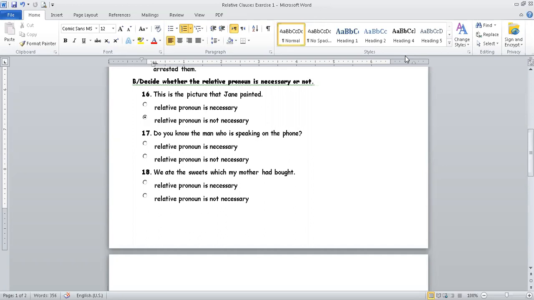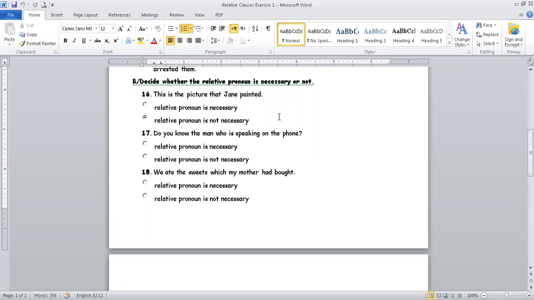In sentence 16, let's read the sentence. This is the picture that Jane painted. Jane painted the picture. Now we have the relative pronoun that. Jane painted the picture and we are modifying the picture. The picture is an object in this sentence. So that defines an object. Therefore, it's not necessary to be used. So answer B is the correct answer. The relative pronoun is not necessary.